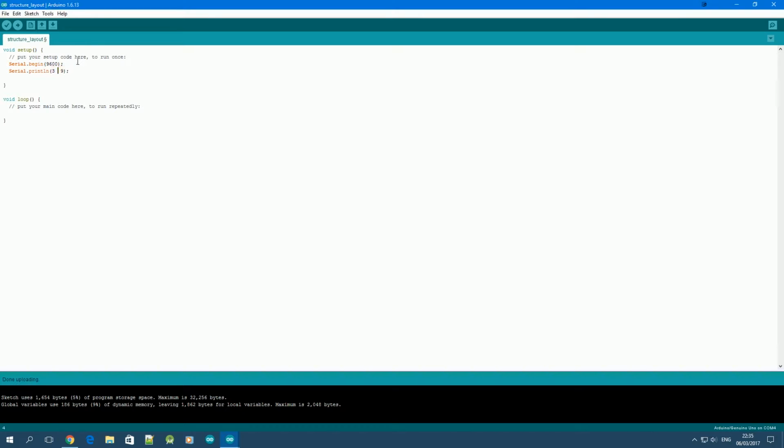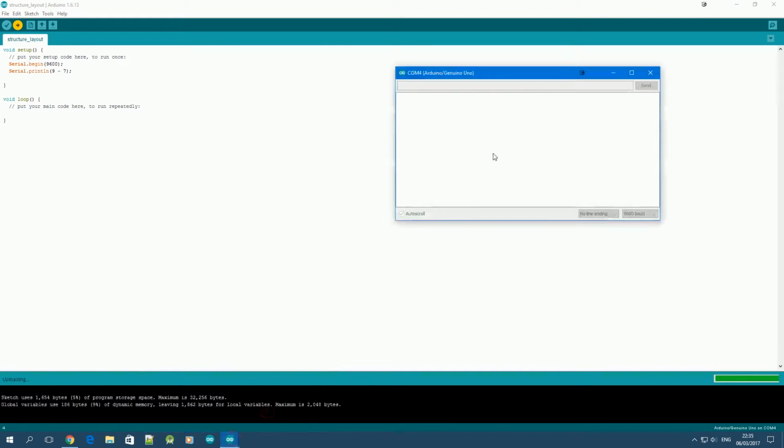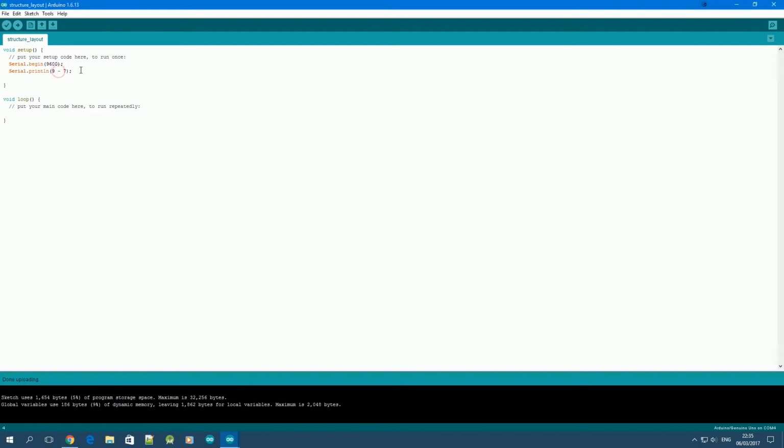Let's try subtraction. Again, we upload our code. And we see the answer come up on our serial monitor. The C programming language, which is what we use to program for the Arduino, supports all the basic arithmetic operations: addition, subtraction, multiplication, and division. So essentially we could do something as complex as this.